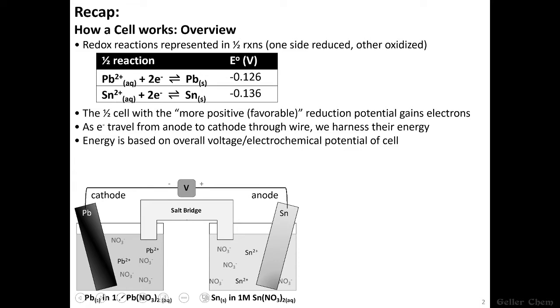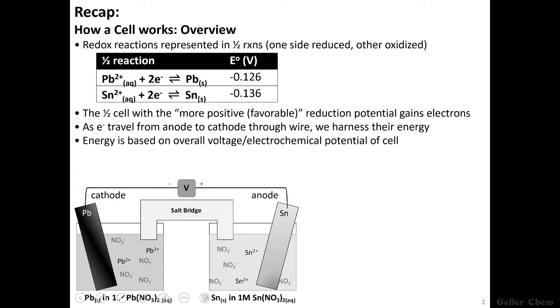And more positive is the key term. After all, these are both negative numbers, but this voltage here is more positive than that one. And so lead 2 plus will gain the 2 electrons, which means that tin is going to lose the electrons. And so electrons will travel from the tin side to the lead side, from anode to cathode. And we will harness the energy associated with that electron transfer.